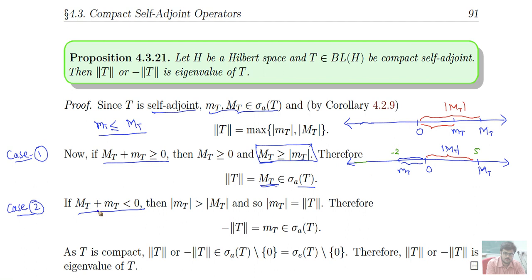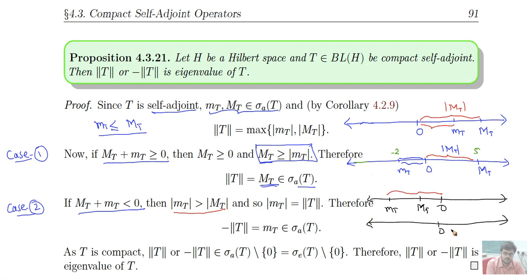Right. Second case, the sum is negative. What are the possibilities? So the sum is negative. It can happen that both are negative, capital MT and small mt. If both are negative, then what is the modulus? Which one is maximum? Obviously, this is maximum. So the modulus of small mt in that case is greater than the modulus of capital MT. Another case, one is positive, one is negative. Both cannot be positive.